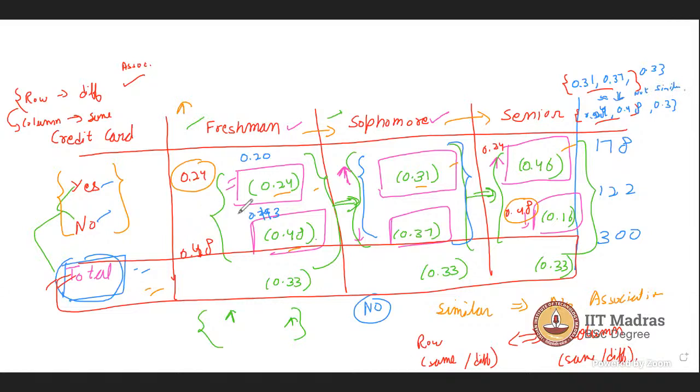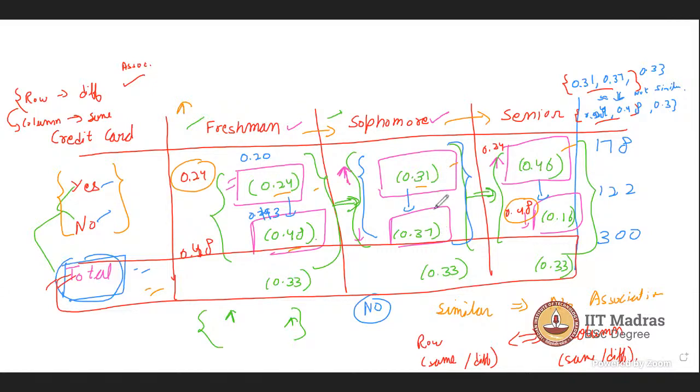Whenever we are calculating the row relative frequency, we need to check the column frequencies, whether they are similar or not: this with this, or this with this. I'm particularly asking about this second column. In the second column, we can say that these frequencies are similar, only for the second.